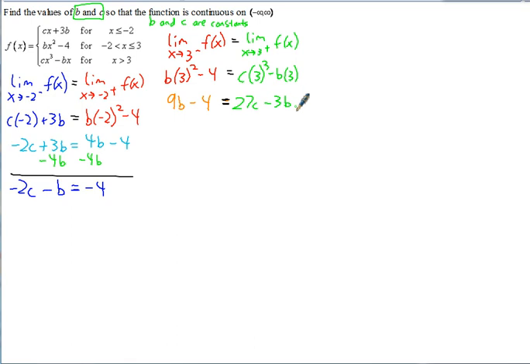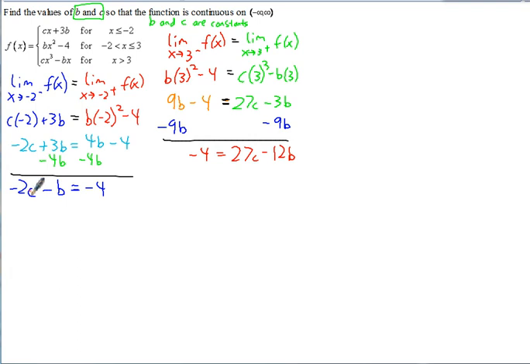And so we move all the terms over to one side. If we just subtract the 9b, we get negative 4 equals 27c minus 12b. Now, from here, we've got two different methods we can use algebraically to solve. We've got two equations and two variables, so we can either solve it by substitution or elimination. Now, this one wouldn't be too bad with substitution because it's pretty easy to isolate this b without having to use any fractions. But in general, these tend to be easier to use elimination, so that's what I'm going to do here.